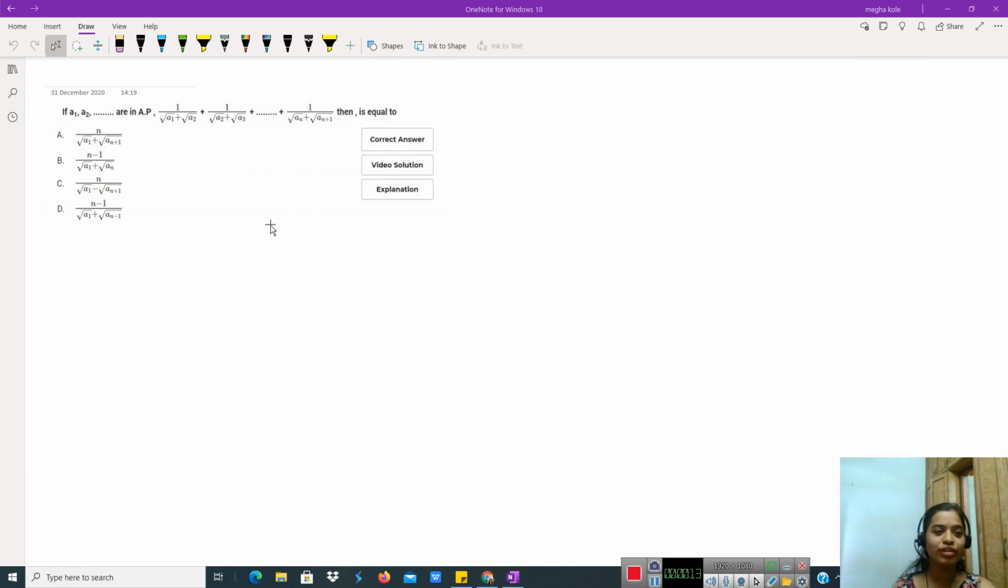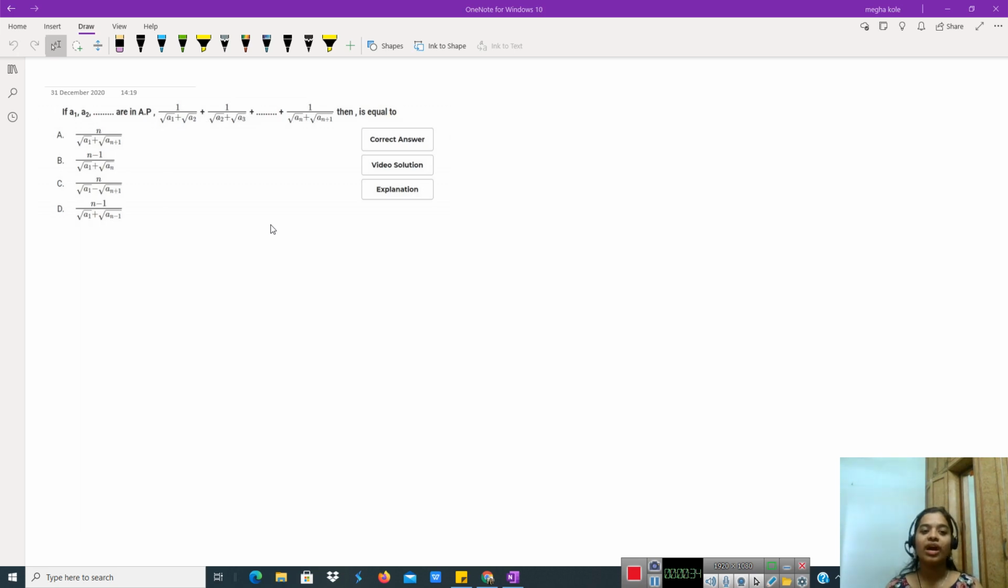Today we are going to solve the problem based on arithmetic progression. The problem is: if A1, A2, and so on are in AP, find the value of 1 upon square root of A1 plus square root of A2, plus so on, plus 1 upon square root of AN plus square root of AN plus 1. We have to find out the value of this.